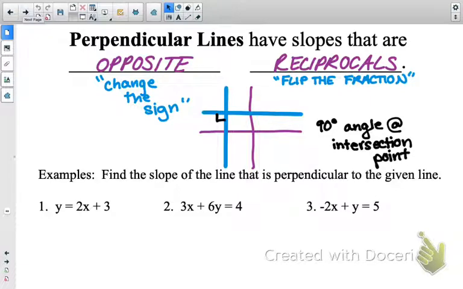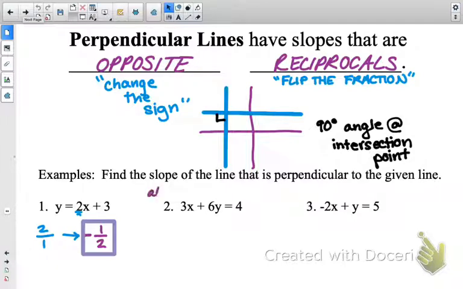All right, now we'll talk about number 1. The slope of this line is 2. So if I think about what I need to do, I start with 2. I'm going to make it 2/1. That way I can see how I'm going to flip the fraction, because 2 is not a fraction, but we can always make it one by putting it over 1. If I change the sign, it will now be negative since it was positive, and if I flip the fraction, it's 1/2. That would be my perpendicular slope.